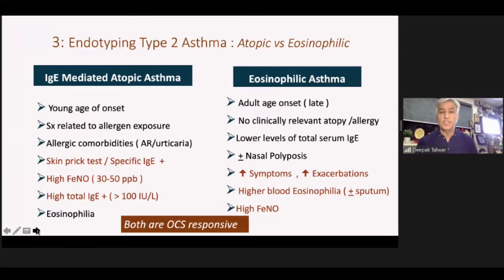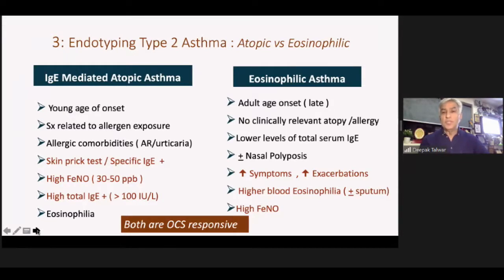to perennial allergens, to which a direct relationship with the allergen exposure can be established. While no such allergen exposure history, or atopy, or serum IgE, or skin prick test, or specific IgE is positive in patients with eosinophilic asthma. However, the levels of IgE are variable, and some atopy in the form of skin prick test or specific IgE positivity may also be seen in eosinophilic asthma, particularly in the overlap group.